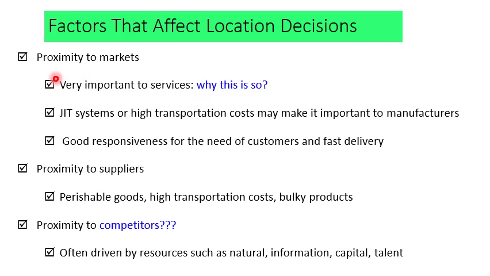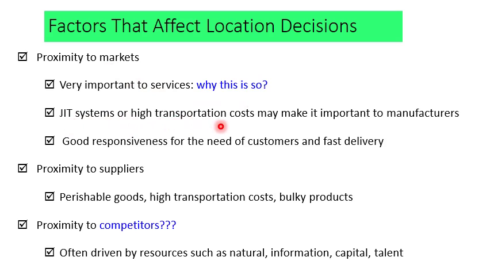The other important point is proximity to the market. That means proximity to our customers. Closeness to our customers is very important, particularly crucial to the service industry. Why is this so? Because in the service industry, we produce at the same time the customer consumes our product or services. So it is not possible to transport services, and it is also not possible to store services. That's why proximity to the market is very crucial, particularly for services.